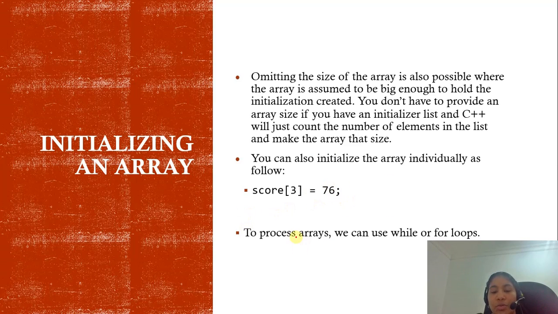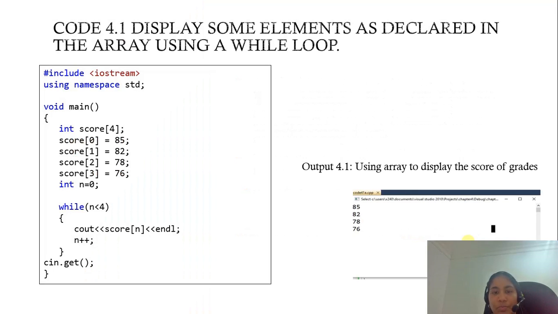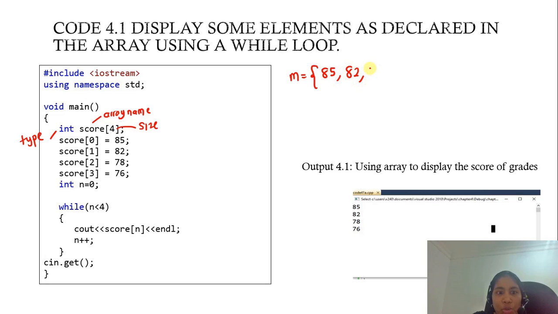Okay, so to process an array we can use a while or for loop. Let's look at this code here. Code 4.1 displays some elements as declared in the array using a while loop. So this is the score of the grade earlier on. This is the array name, this is the size, and you have the type here. So I'm pretty sure the data is given as this, right? So you have 85, 82, 78, 76.